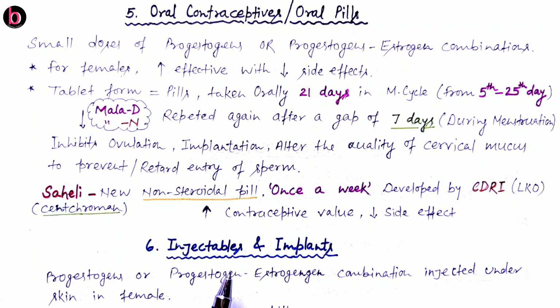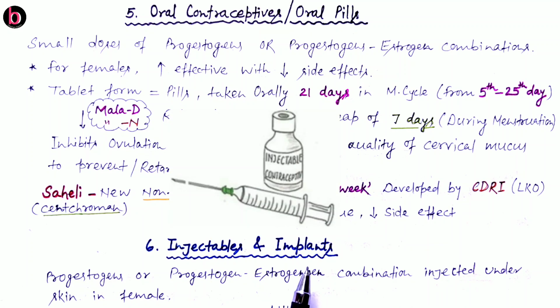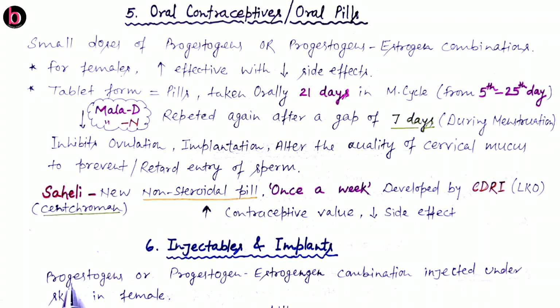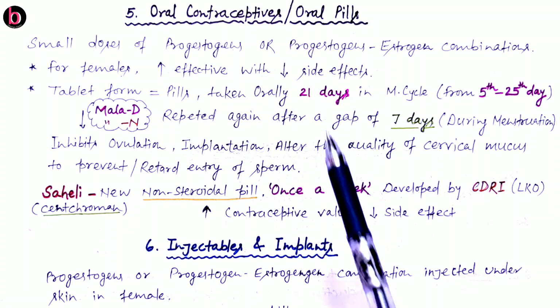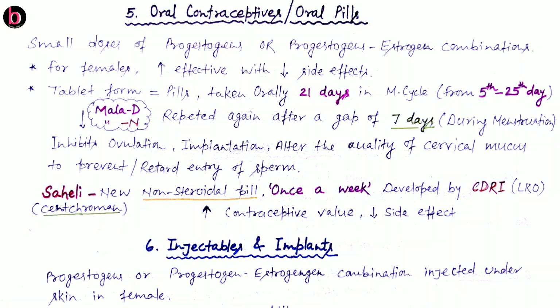The sixth one is injectables and implants. Injectables and implants have the same effect as oral contraceptives or oral pills. Why? Because they also have the same composition, a dose of progestogens or a progestogen-estrogen combination. But oral contraceptives are taken orally, while injectables or implants have to be inserted or planted just below the skin.